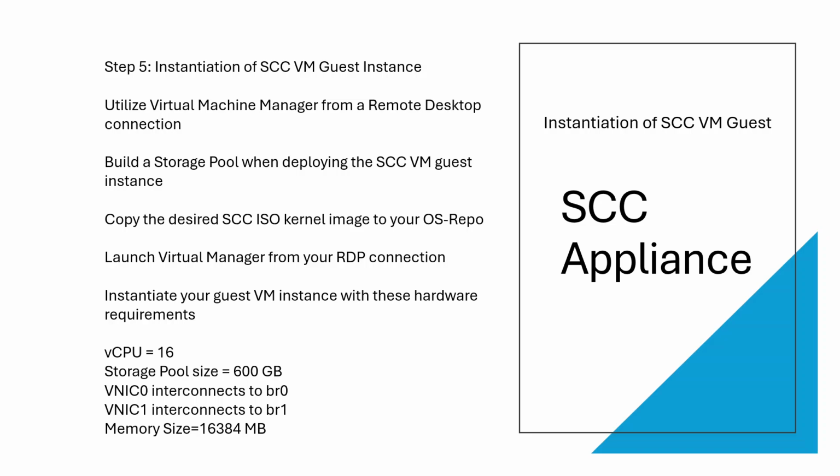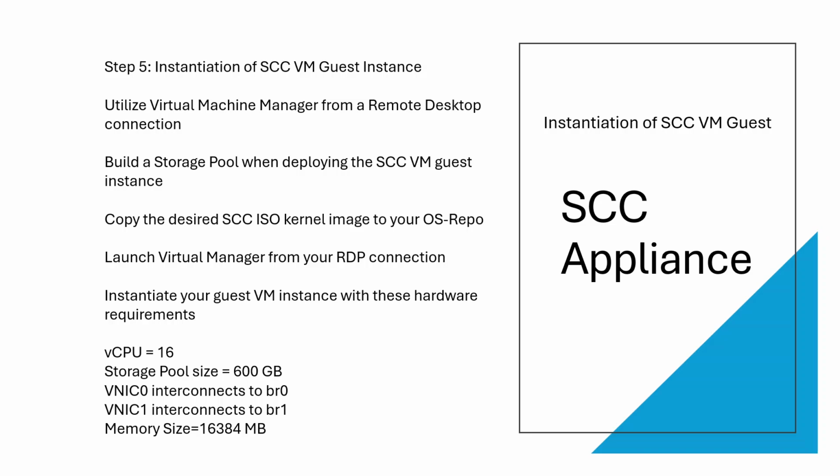During instantiation, you'll also want to set up your storage pool during the Virtual Machine Manager execution phase, assigning a 600 GB virtual disk to containerize your SCC VM base kit. VM requirements for each SCC instance are as follows: vCPU of 16, storage pool size of 600 GB, VMNIC 0 connects to BR0, VMNIC 1 connects to BR1, memory size equals 16384 MB.